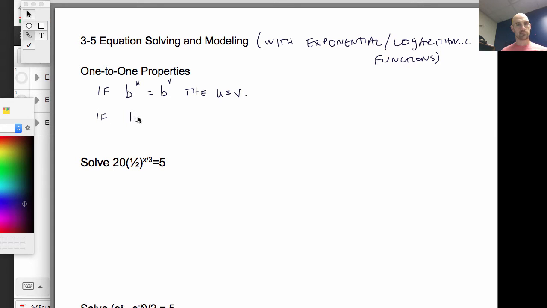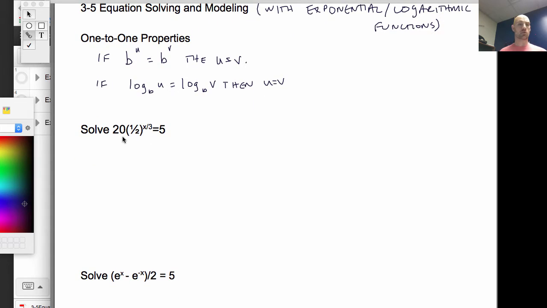If log base b of u is equal to log base b of v, then u is equal to v. If you're doing the same thing to a number and the same thing to another number and they're equal, then the numbers must be equal. Using those properties is going to help us, but it's not going to be the full picture. Let's look at a couple of examples.